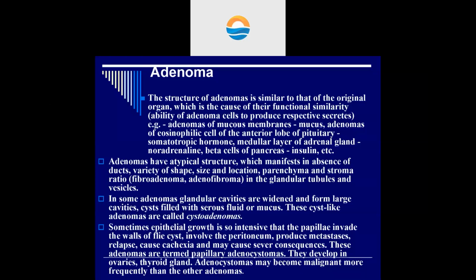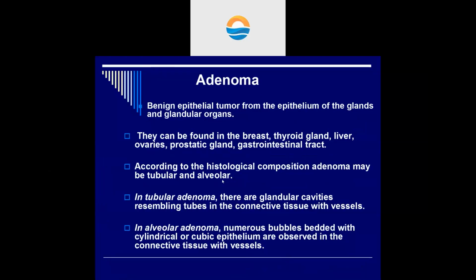Sometimes epithelial growth is so intensive that the papillae invade the walls of the cyst, involve the peritoneum, produce metastasis, relapse, cause cachexia, and may cause severe consequences. These adenomas are termed papillary adenocystomas. They may develop in ovaries, thyroid gland. Adenocystomas may become malignant more frequently than the other adenomas.